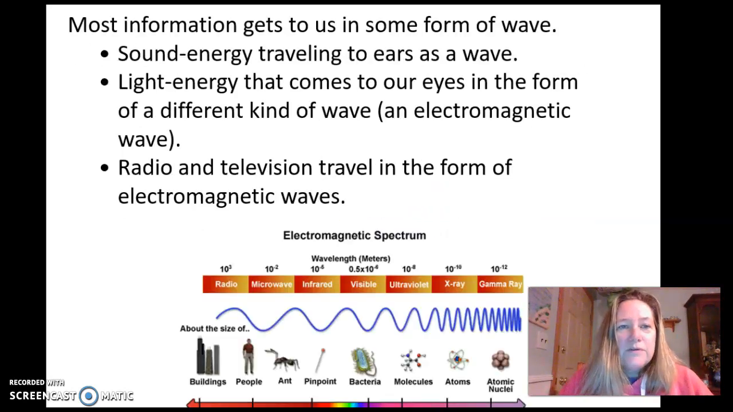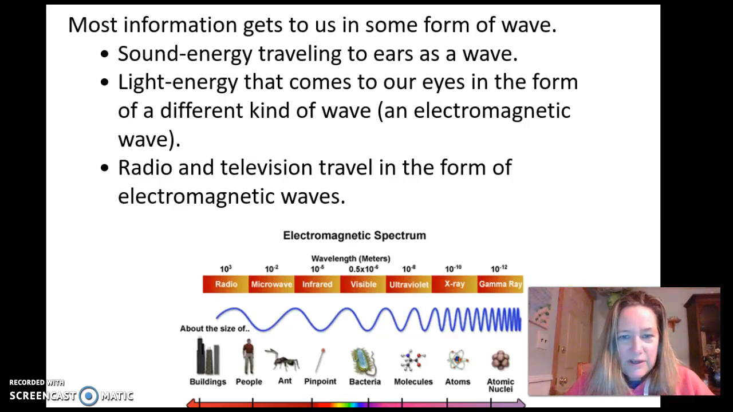The next one we're talking about is the electromagnetic spectrum. Most information gets to us in some form of a wave. So if it's sound energy traveling to our ears through a wave, or light energy that comes to our eyes in the form of a different kind of wave, an electromagnetic wave, radio and television travel in the form of electromagnetic waves. So looking at the picture down the bottom, you can see the wavelengths here.